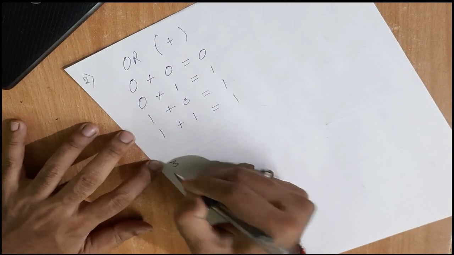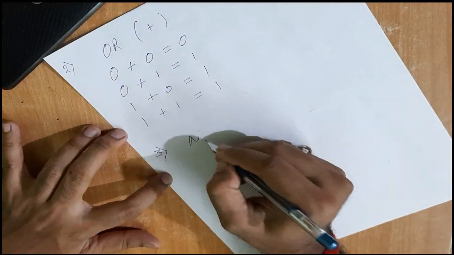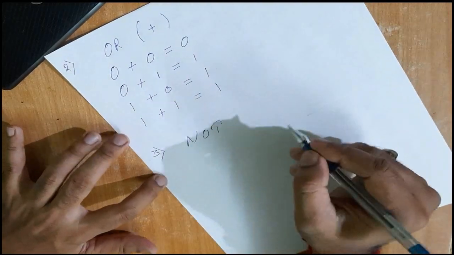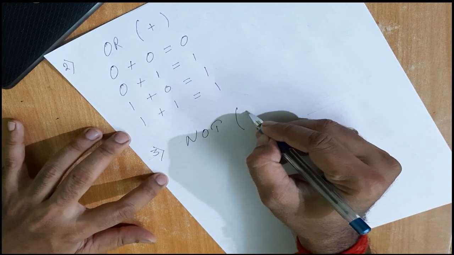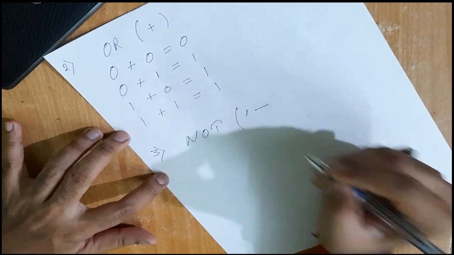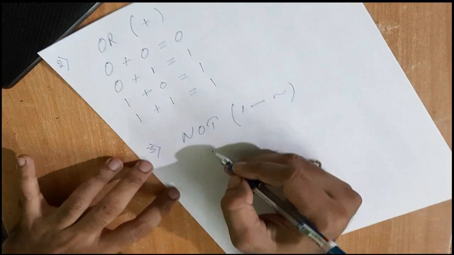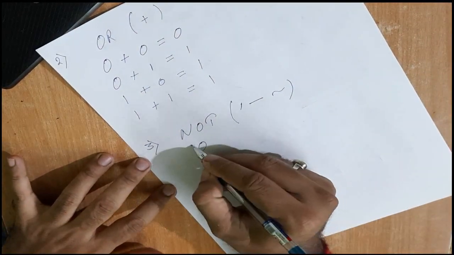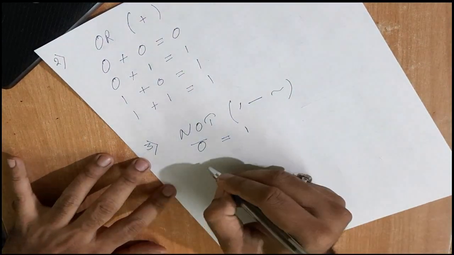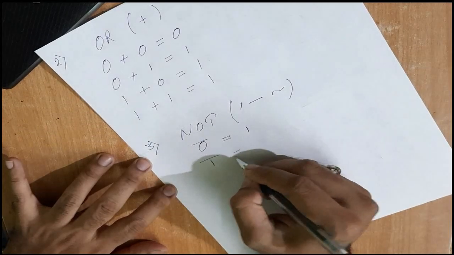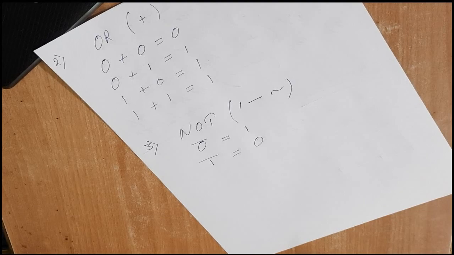Now the third one is NOT, denoted by the sign single quotes or bar or a tilde sign, where NOT 0 is equal to 1, NOT 1 is equal to 0. So these are the rules, students.